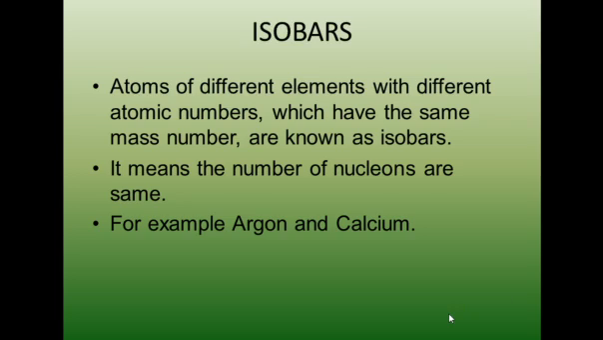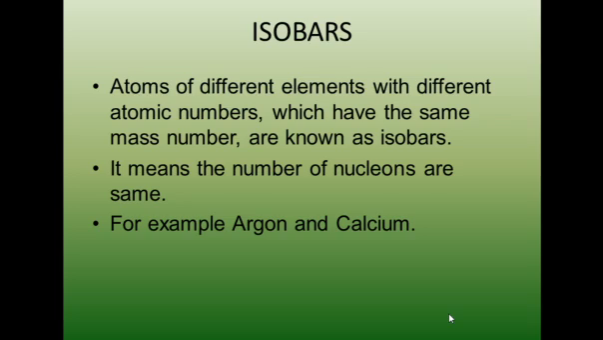Isobars are atoms of different elements with different atomic numbers which have the same mass number. So isotopes are atoms of the same element, isobars are atoms of different elements. Isotopes have the same atomic number and different mass number, but isobars have the same mass number and different atomic number. The two are exactly opposite. If it is the same element, it is an isotope; if it is a different element, it is an isobar.